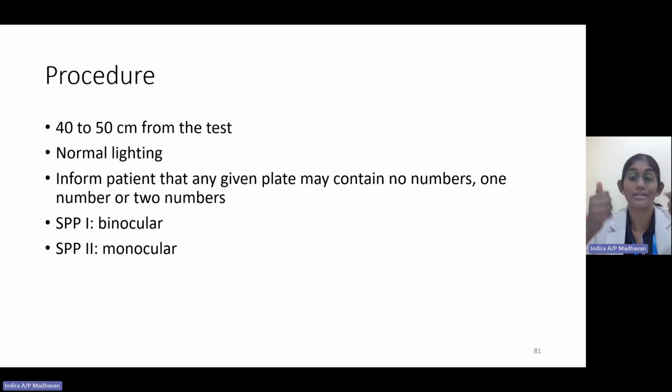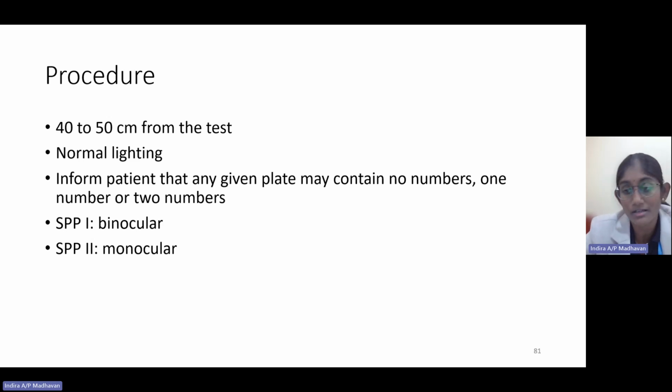This test you can hold at 40 to 50 centimeters from the eyes. Use normal lighting like Ishihara plates, not directed at the chart or very close to the patient's face. It has to be on the ceiling. Inform the patient that any given plate may contain no numbers, one number or two numbers. So you just give them the options: just let me know how many numbers you can see. No numbers, one number or two numbers.